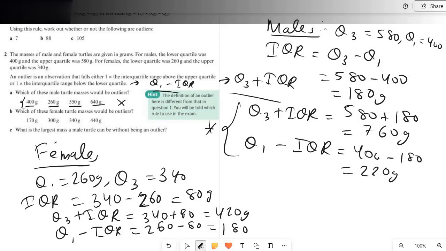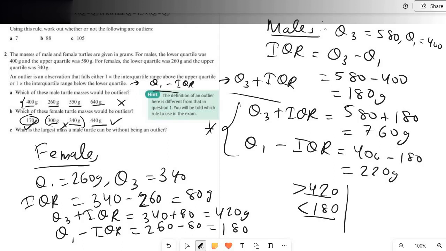So what it means is that anything that is greater than 420 or anything that is less than 180 is going to be an outlier. Here 170 is clearly less than 180, therefore 170 is going to be an outlier. However, 300 and 340 grams are both less than 420, so these two are not outliers. And finally, 440 grams is greater than 420, therefore this is an outlier.